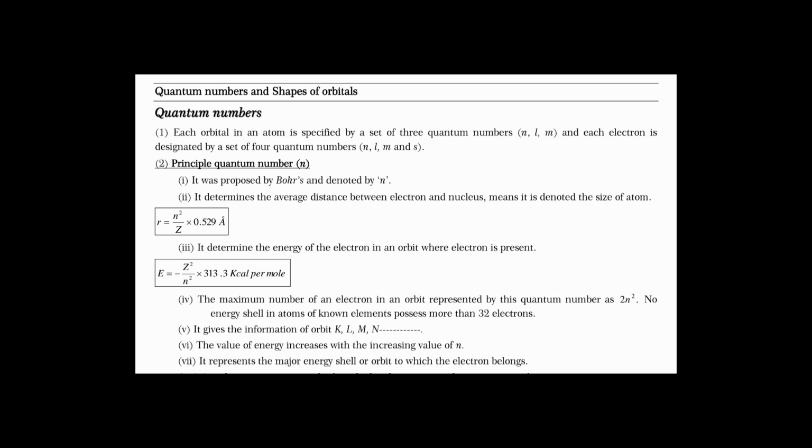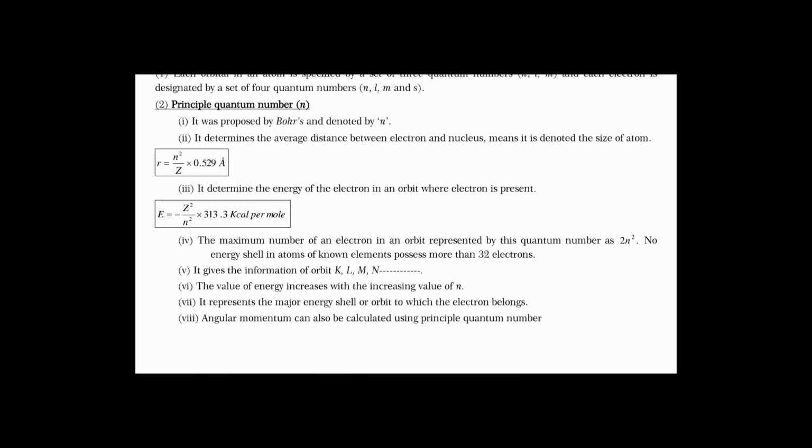Principal quantum number, it was proposed by Bohr and is denoted by n. It determines the average distance between electrons and nucleus, meaning it denotes the size of an atom. It determines the energy of the electron, where the electron is present. Formulas are given here. You can see the radius for electrons. The maximum number of electrons in an orbit is represented by the quantum number as 2n squared. It gives information about orbits K, L, M, and N. The value of energy increases with increase in the value of n.